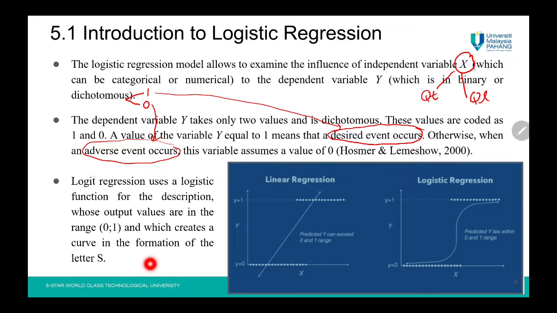Logistic regression uses a logistic function for the description whose output values are in the range 0 to 1. This is 0 and this is 1. The output values are in this range, which creates a curve in the shape of the letter S, as given by this graph.